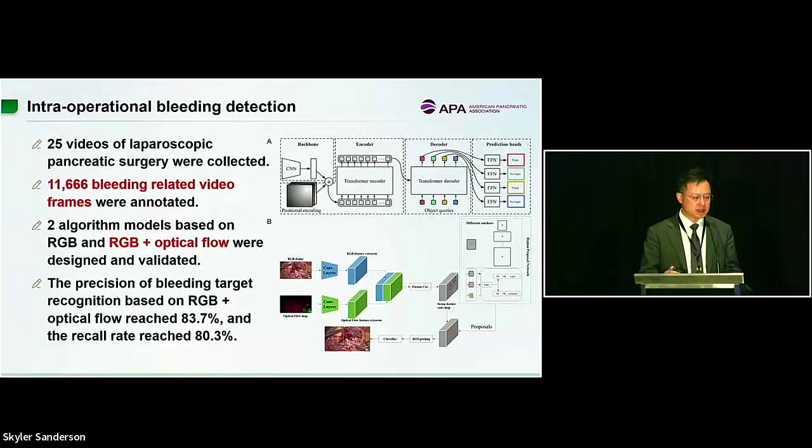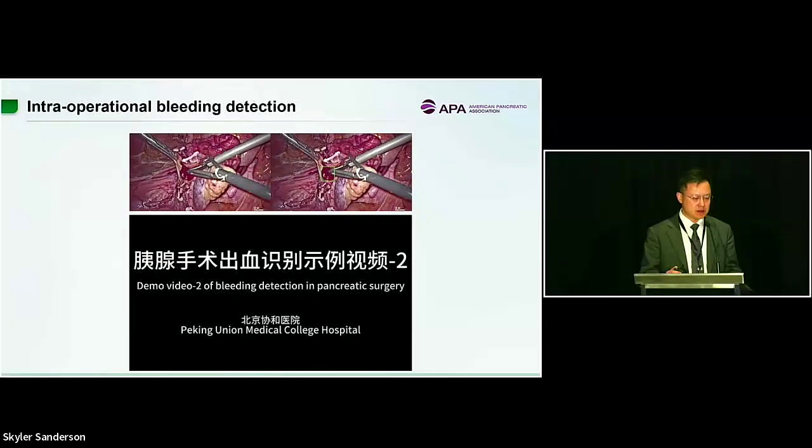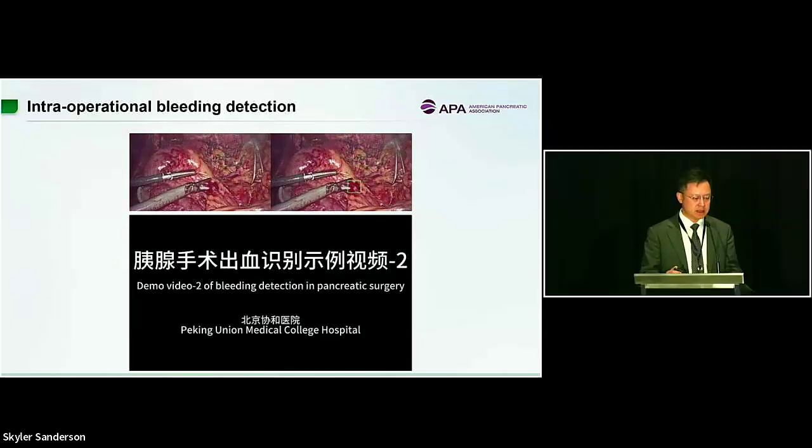The third example is intra-operative bleeding detection. We use over 25 videos and get nearly 12,000 bleeding-related video frames. We use two kinds of algorithm. The first one was RGB, and the second one is RGB plus optical flow. And we found that RGB plus optical flow gets better performance. And we can see this is a small bleeding. You can see the green square identifying where there is a little bit of bleeding.